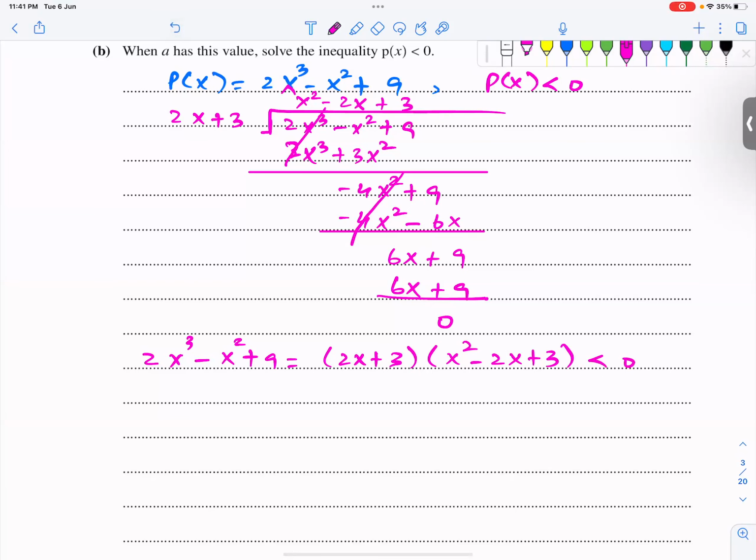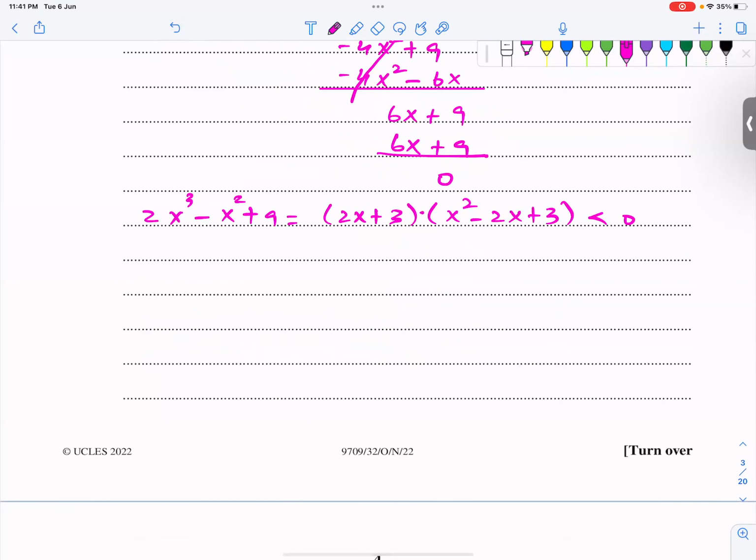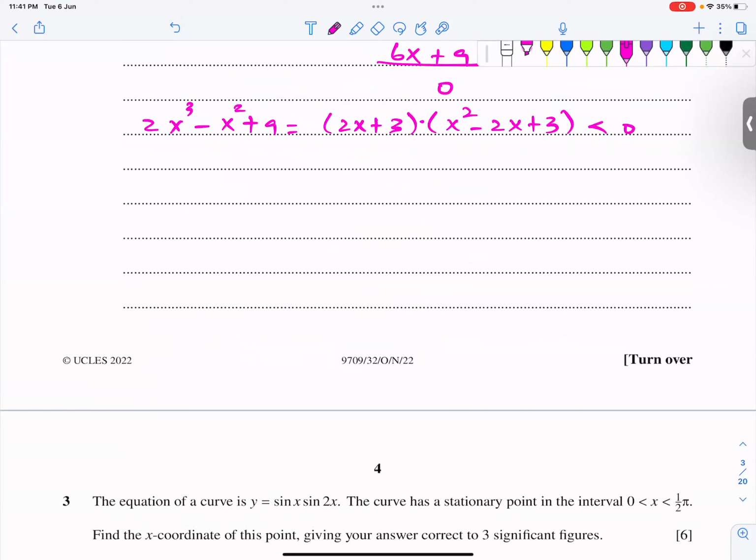Now, this is less than 0. Now, just think that when the product of two brackets or two quantities is negative, there are two cases. Case number one is either this is negative and along with this, the other quantity will be positive.